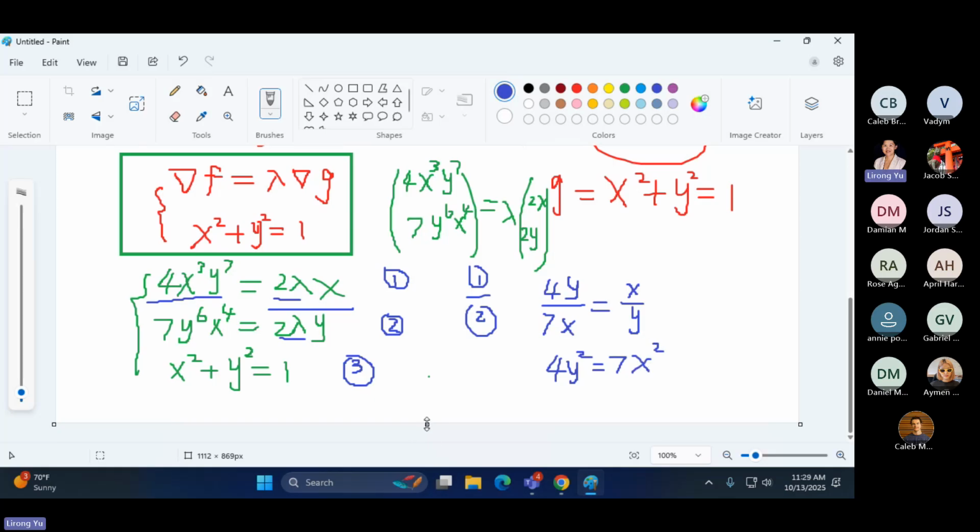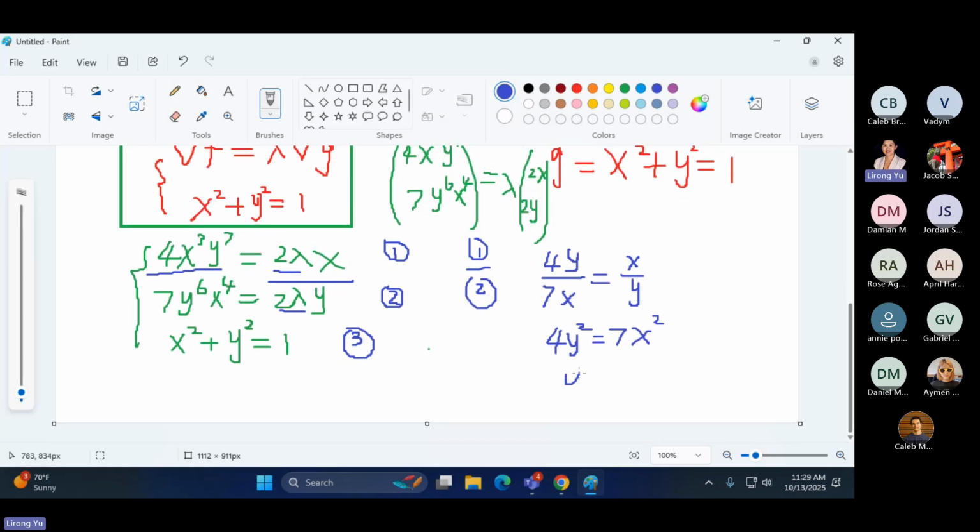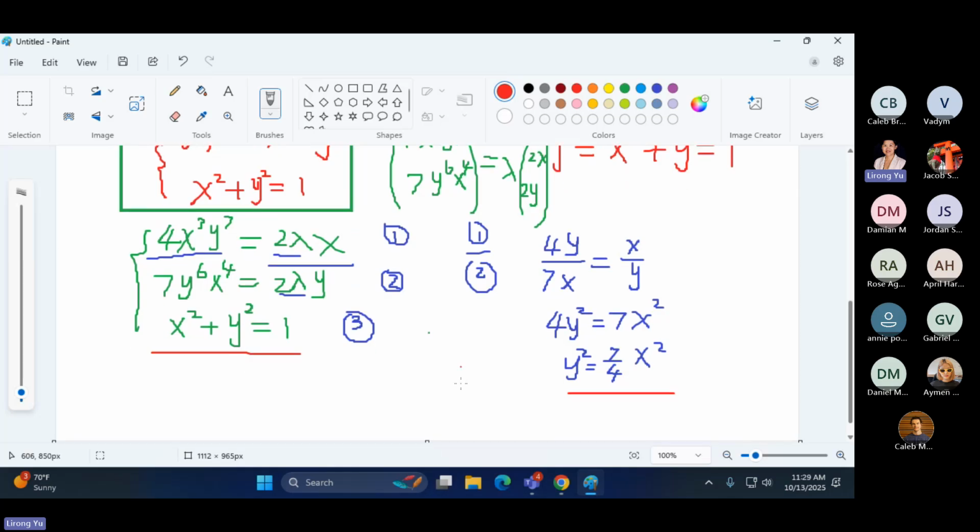Or we can simply say that y squared equals 7/4 x squared. So why do we do this? Because we realize the third equation is a relation between x squared and y squared. Now we also have another relation between x squared and y squared. Maybe these two combined will allow us to solve for x and y.